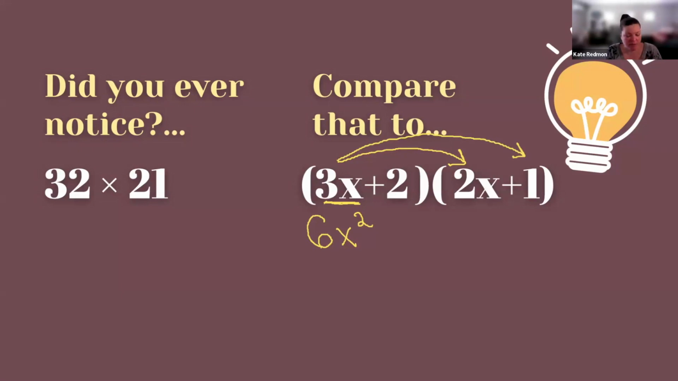So 3x times positive 1, well, nothing changes when you multiply by 1, so I'm just going to get positive 3x. Now, just like when I was multiplying by hand and I had finished passing out one of the digits, this is done now. I passed out that term to every term in the second grouping. However, I haven't dealt with this term yet, the positive 2. That needs to be passed out as well. So we'll do positive 2 now times 2x.